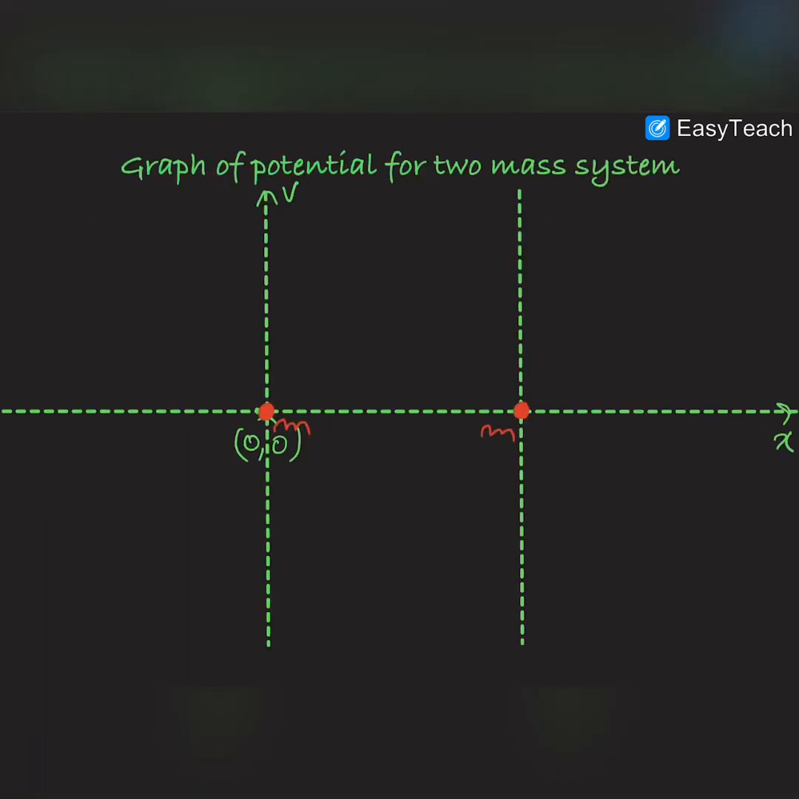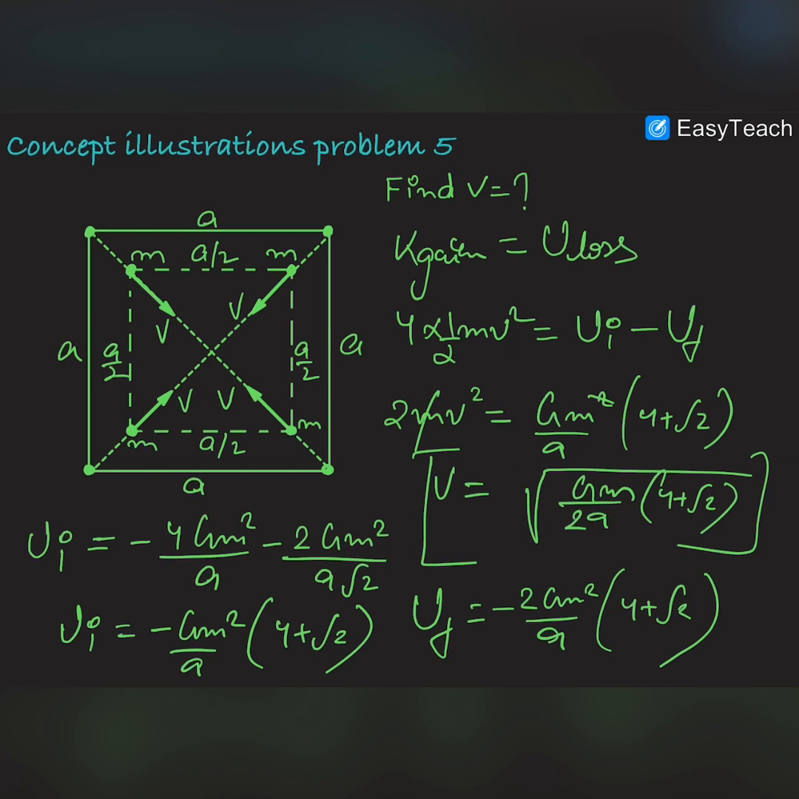Now this was the concept illustration problems to illustrate the working or the applications of potential energy and the potential. I hope you are having a clearer picture now about the potential energy and potential.